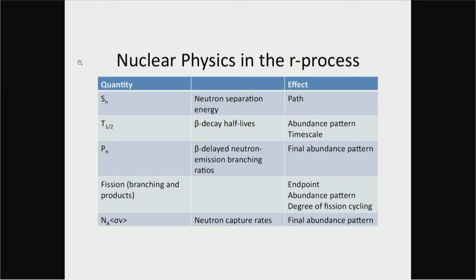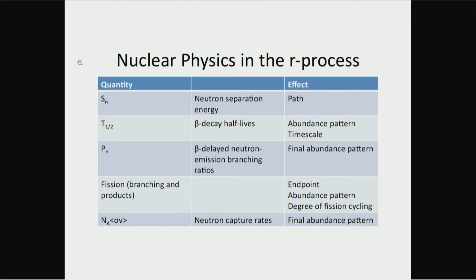So in the R process, we have a lot of nuclear physics that goes into it. Our neutron separation energy, we already talked about, affects the direct path that the R process takes. Our time scale is affected by the half-lives of the nuclei. Our beta-delayed neutron emission branching ratios affect the final abundance pattern because we hit a point called freeze-out, when you no longer have the neutrons to continue the R process. At freeze-out, these are one of the main sources of neutrons. It also will affect the final mass values.